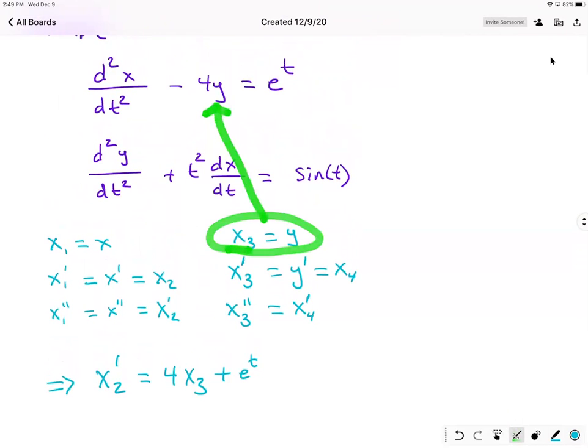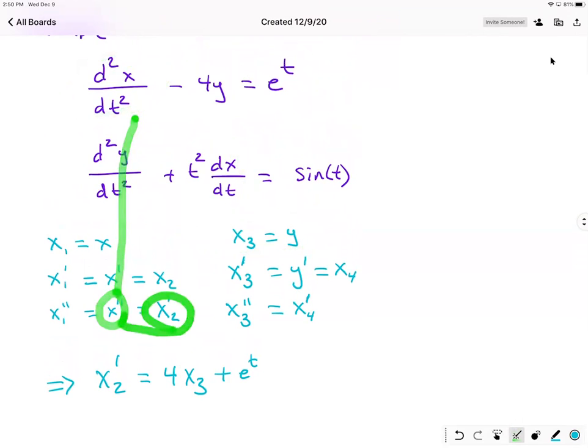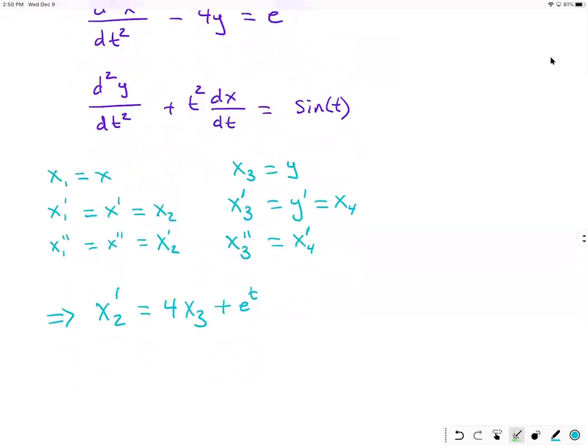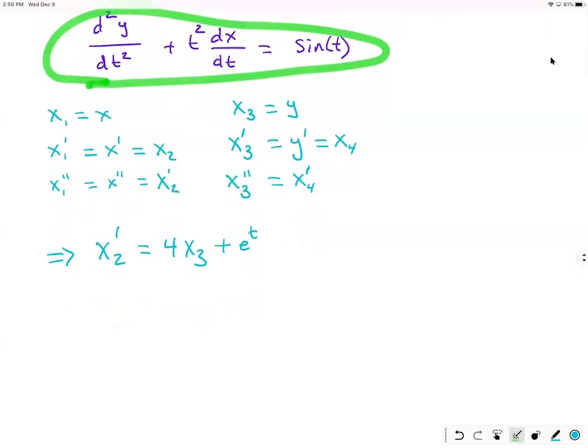x3 is the same as y. And the second derivative of x is the same as the first derivative of x2. And continuing on, I'm going to go down below and now do this one.